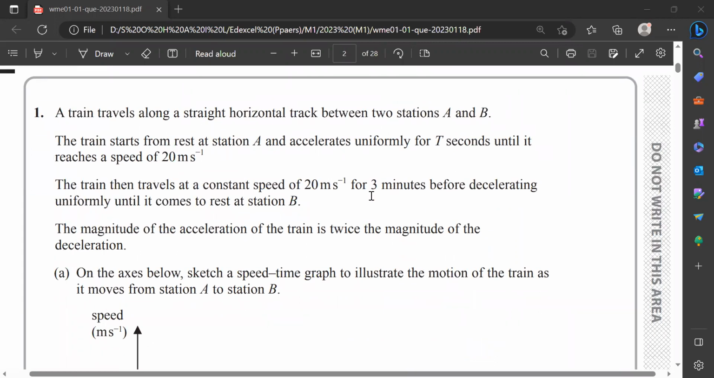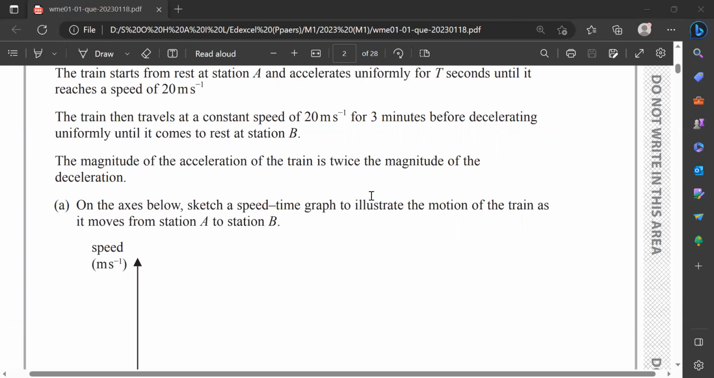The train starts from rest at station A and accelerates uniformly for t seconds until it reaches a speed of 20 meters per second. The train then travels at a constant speed of 20 meters per second for 3 minutes before decelerating uniformly until it comes to rest at station B. The magnitude of the acceleration of the train is twice the magnitude of the deceleration. On the axis below, sketch the speed time graph to illustrate the motion of the train as it moves from A to B.